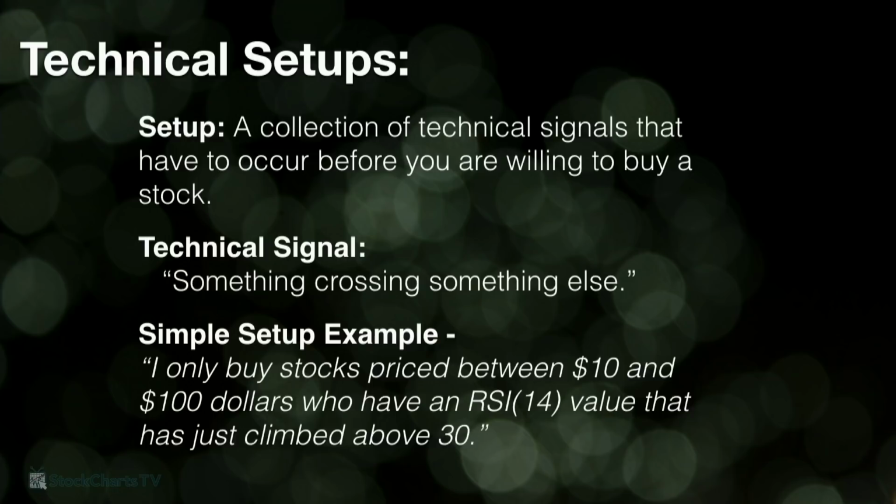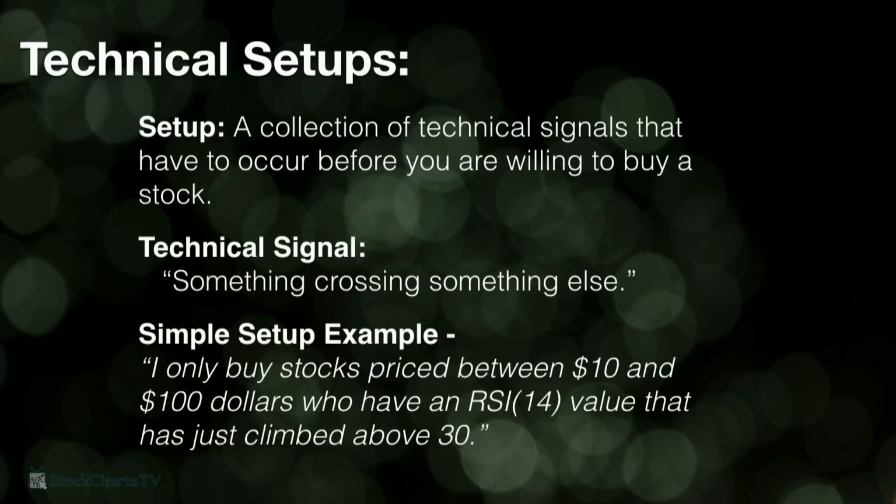Now, to be specific, a signal is when on the technical chart something crosses something else. When you have two lines and they're crossing either above or below each other, maybe something's crossing the zero line, maybe something's crossing the price that you bought it at. Those kinds of things are technical signals.